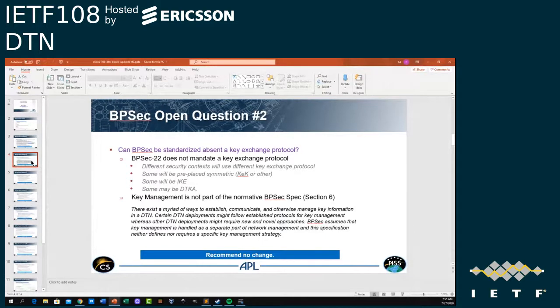Question number 2, which I think Scott also mentioned, relates to key exchange. Can we standardize BPSec absent a key exchange protocol? In the document in section 6, we talk about the fact that there are lots of ways of doing key management and key establishment. Many of them are based on the capabilities and the operating conditions of the underlying network. I don't think that BPSec as a specification should be specifying or mandating a specific key management protocol. BPSec is a container for carrying cryptographic material, and that's it. So I don't think that there should be any change here, but I wanted to bring that to the working group.